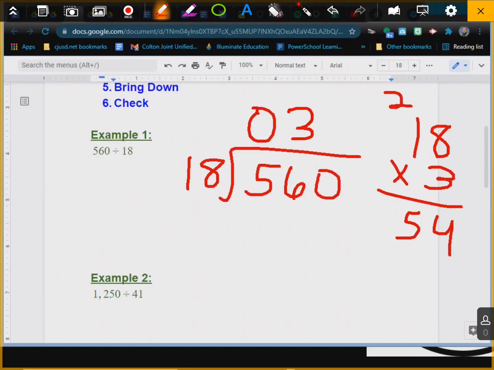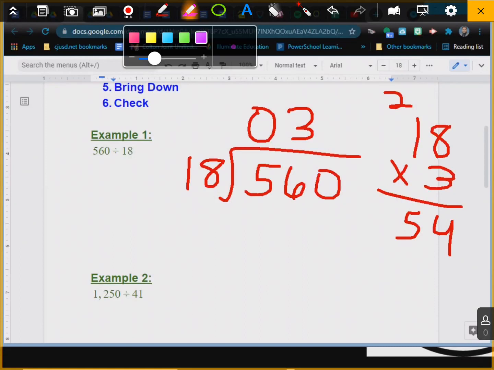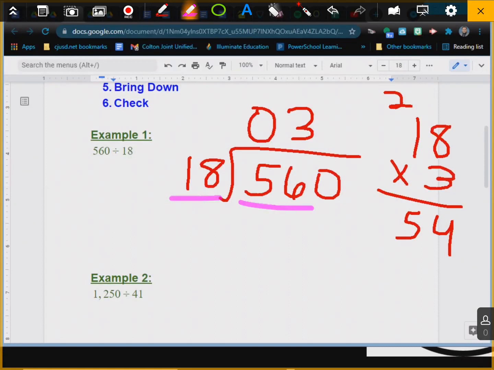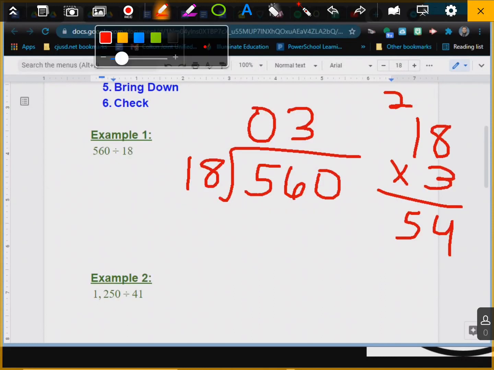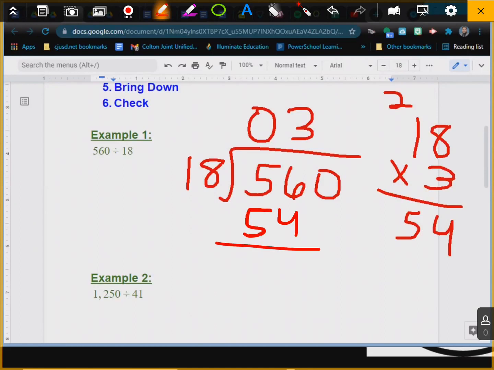I said, okay, I know 18 is close to 20, 56 is close to 60. I know 20 times 3 is 60, so let's do 18 times 3. And I got 54. So I have 2 left over, and I bring down a 20.